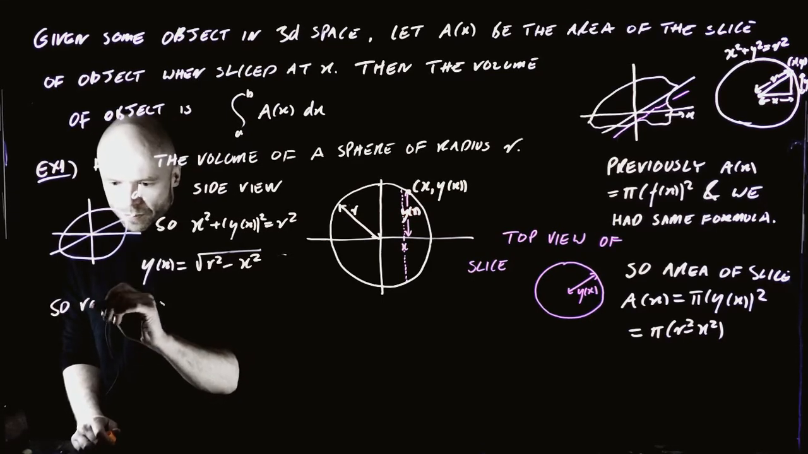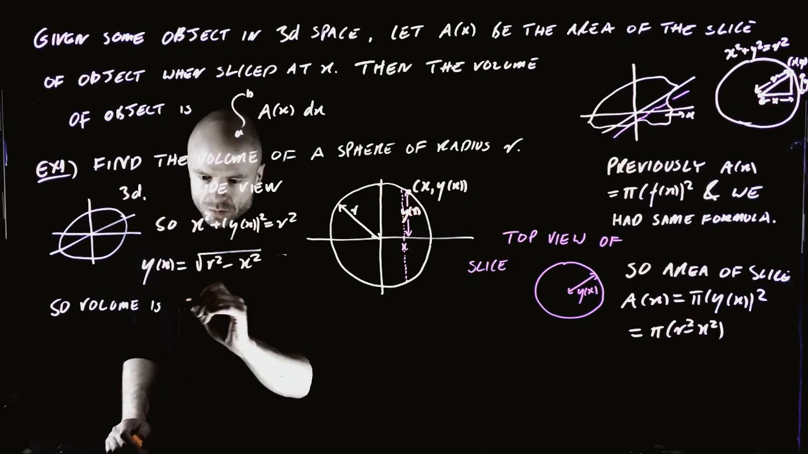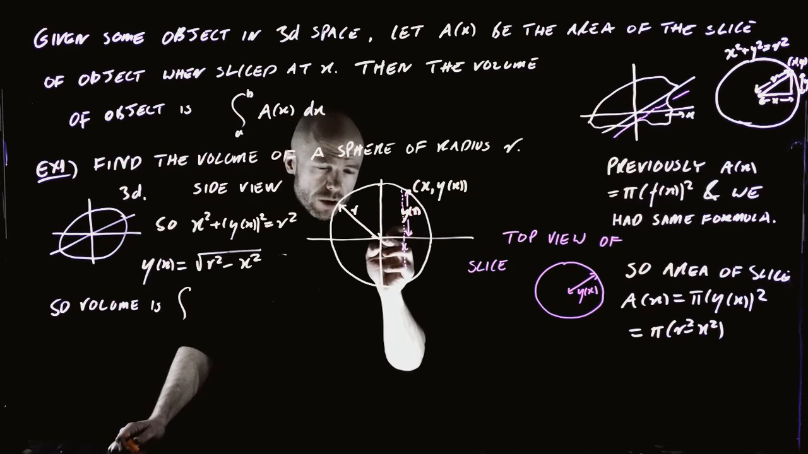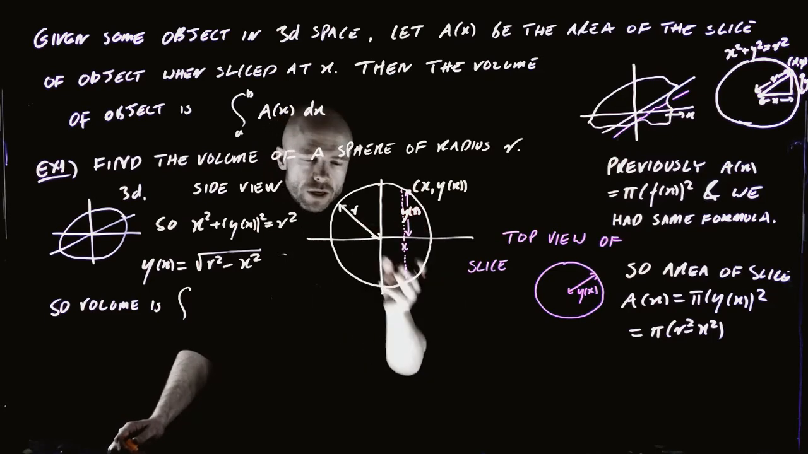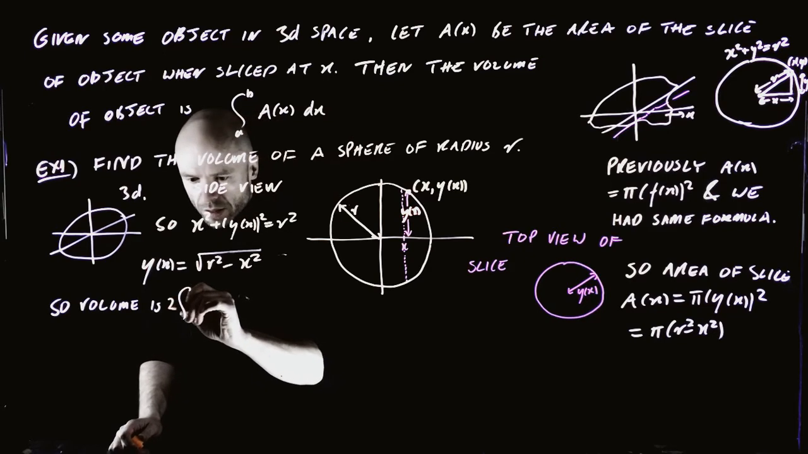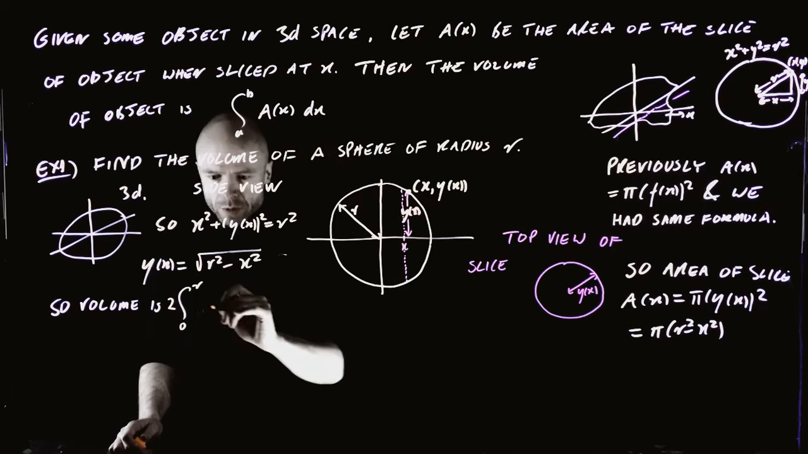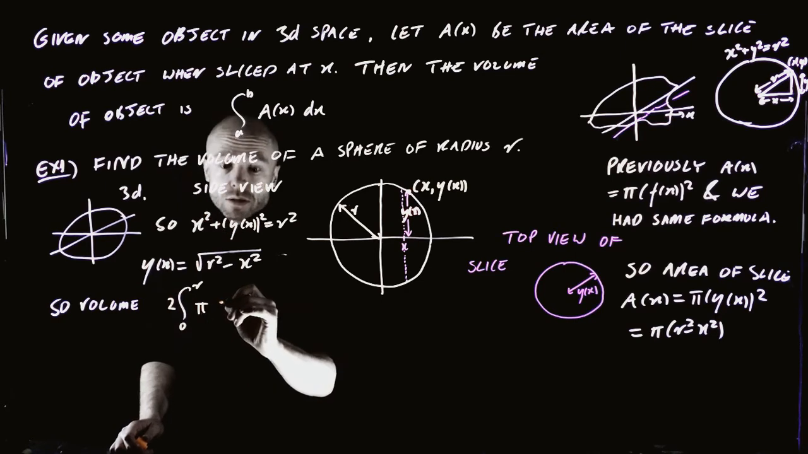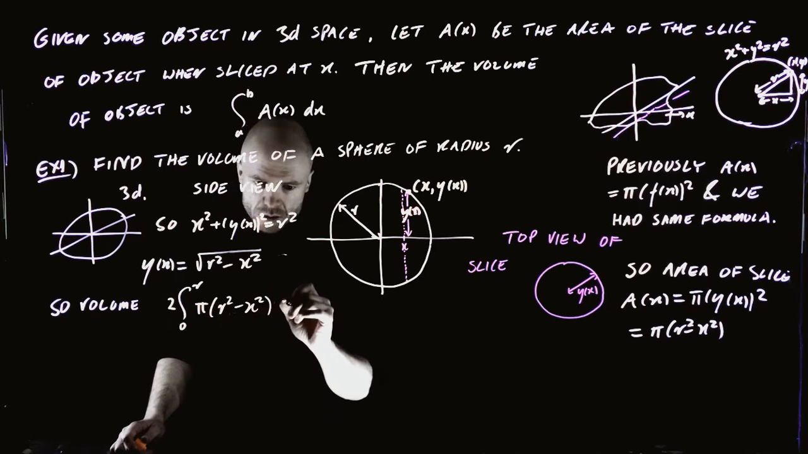So volume is the integral. So we're just going to integrate slices going from 0 up to r because the soccer ball sphere is perfectly symmetrical, right? So if we just integrate all the slices from 0 to r and then multiply by 2, we get the entire thing. So 0 to r, and then we just put this thing here. This is our formula. We believe it. It makes sense. So it's pi times r squared minus x squared dx.